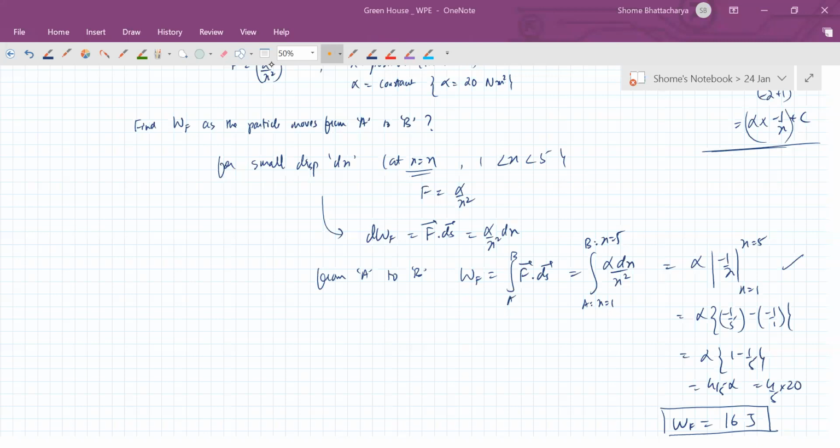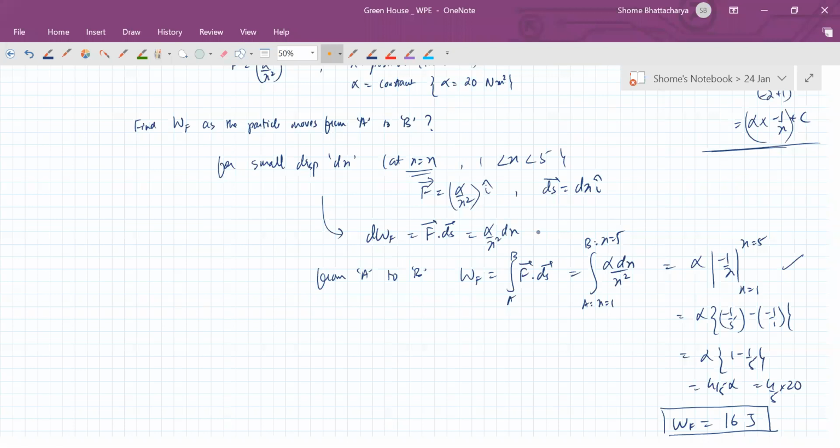Here, you can even think of it like this: the force as a vector is along the x-axis, and the displacement also as a vector is dx i cap. That's how the dot product is giving us this positive quantity, alpha by x squared dx. Now, when you're substituting the limits, you have to be very careful about sign. If you miss that minus sign with the 1 by x, then you will unnecessarily get a negative sign in the work done also, and that will be the wrong result.